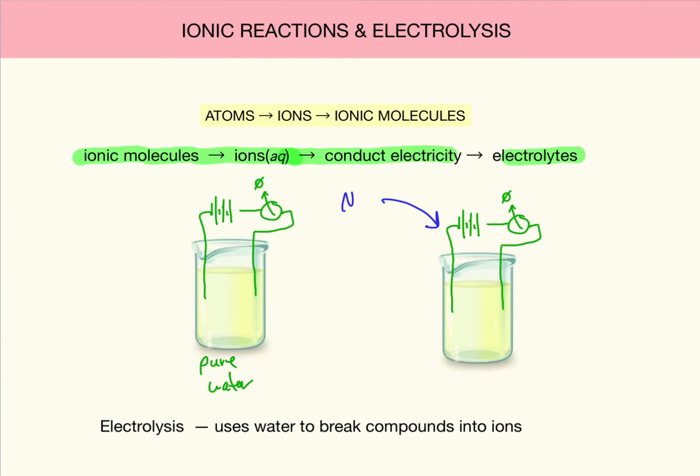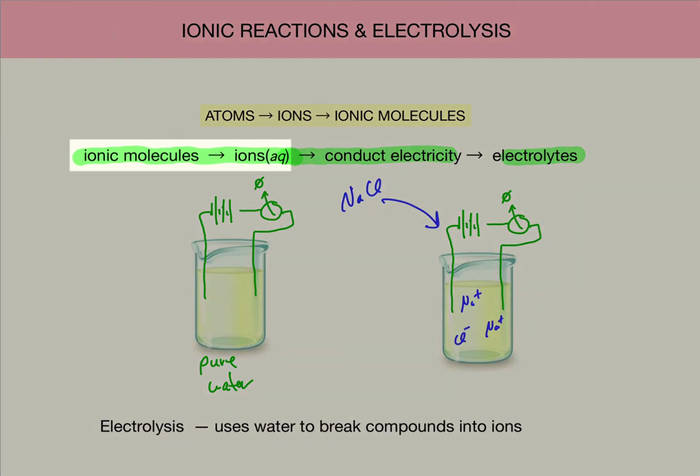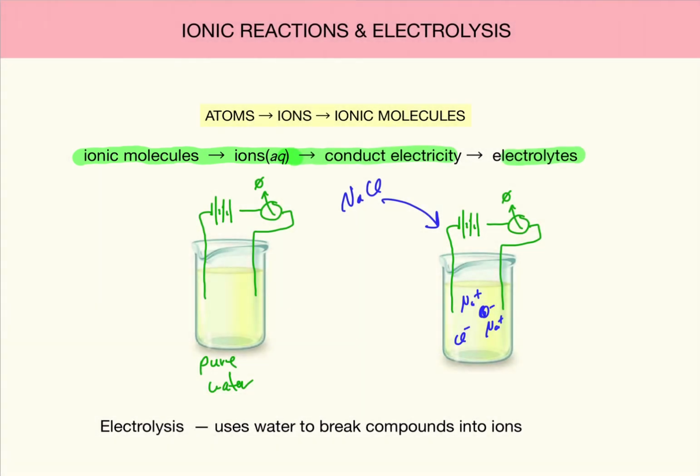So if we now add sodium chloride to our pure water, it will break apart into sodium ions and chloride ions. And what we will find out is the voltage goes from 0 to whatever the voltage of the battery is. In other words, the sodium chloride molecules will break apart into ions, and that will allow it to conduct electricity. Hence, sodium chloride produces electrolytes.